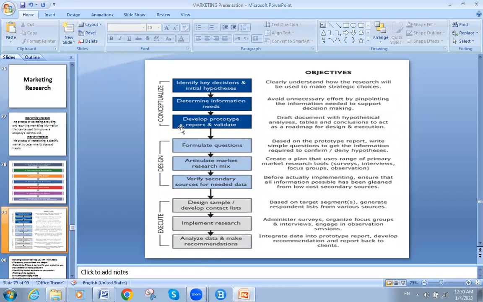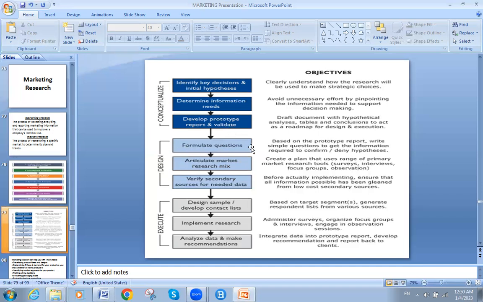For each step of this, like the first three steps, identify the decision and the initial hypothesis. The hypothesis is a kind of exploration to see what is the reason for the problem. Determine the information needs. Here we will see what we want from this research. Develop the prototype. The prototype is a kind of product, or a kind of exploration or guessing how we'll solve the problem.